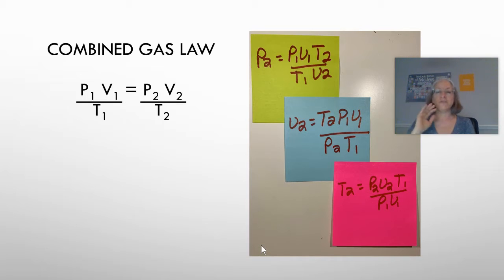Then we have the different solutions. So if the question asks, what's the new volume? We use the one on the blue sticker. If it says, what's the new temperature? We use the one on the pink sticker. And so that's how we can go about finding our answers once we know what we're looking for.